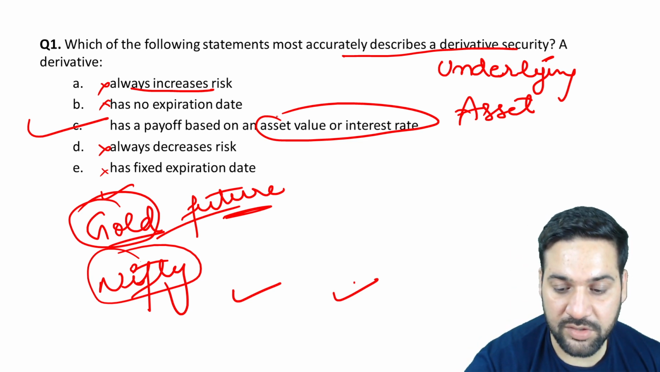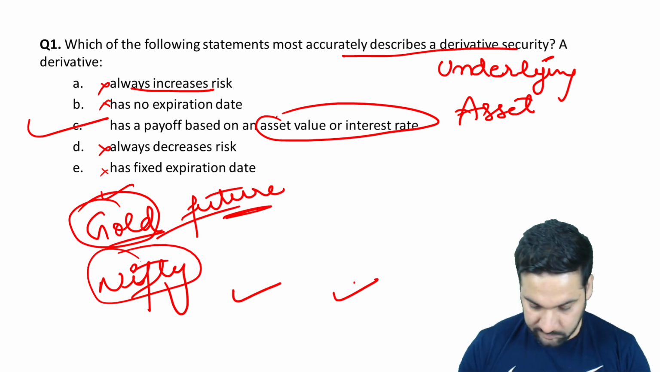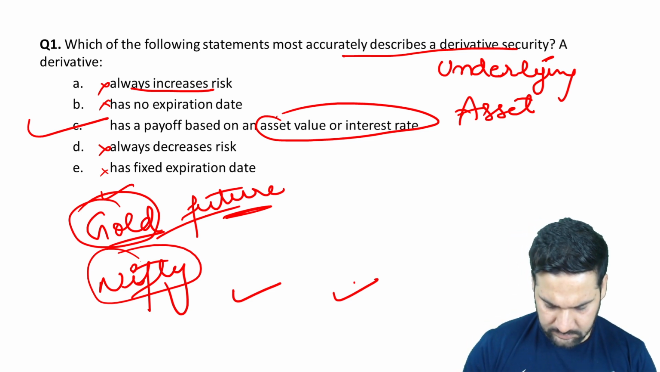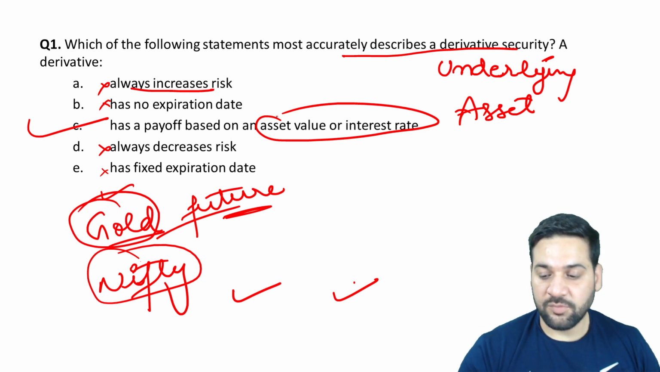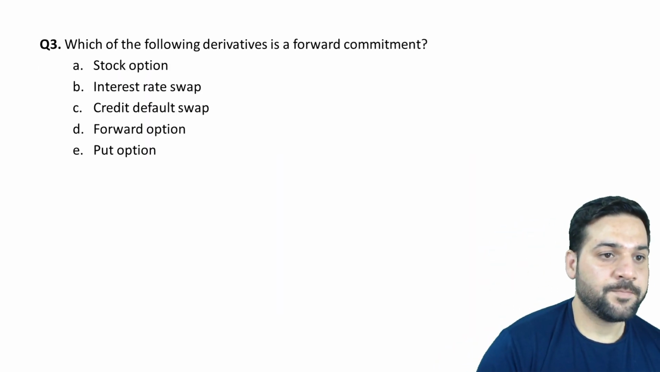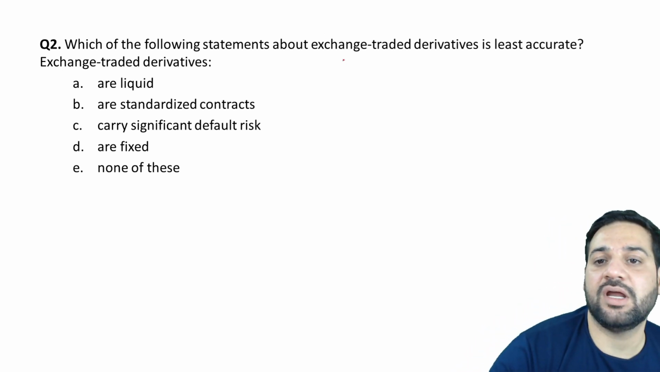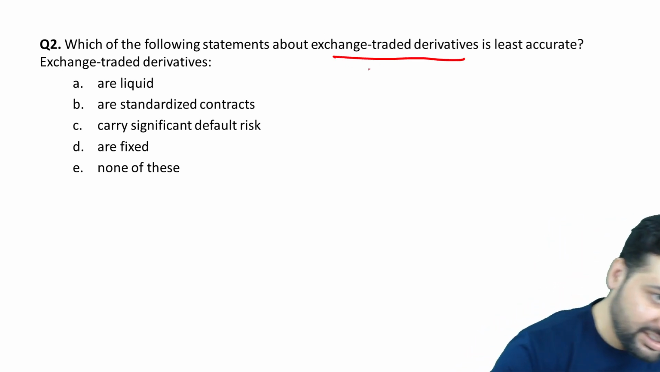Now let's move on to question number 2. Which of the following statements about exchange traded derivatives is least accurate?